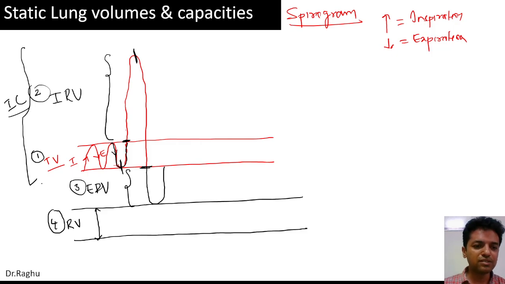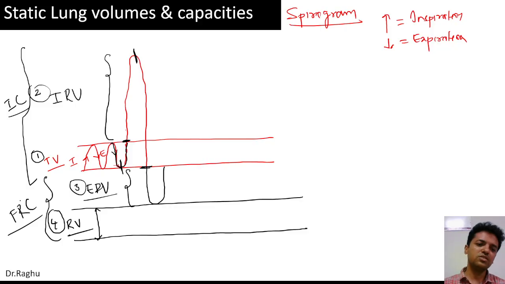There is one more capacity which is a mix of ERV and RV, that is expiratory reserve volume and residual volume. This is called as the functional residual capacity. Now I can say what is functional residual capacity? Functional residual capacity is equal to ERV plus RV. But how are we going to define the functional residual capacity? What is functional residual capacity? This is this much amount of air which is left out in the lung after a normal expiration.